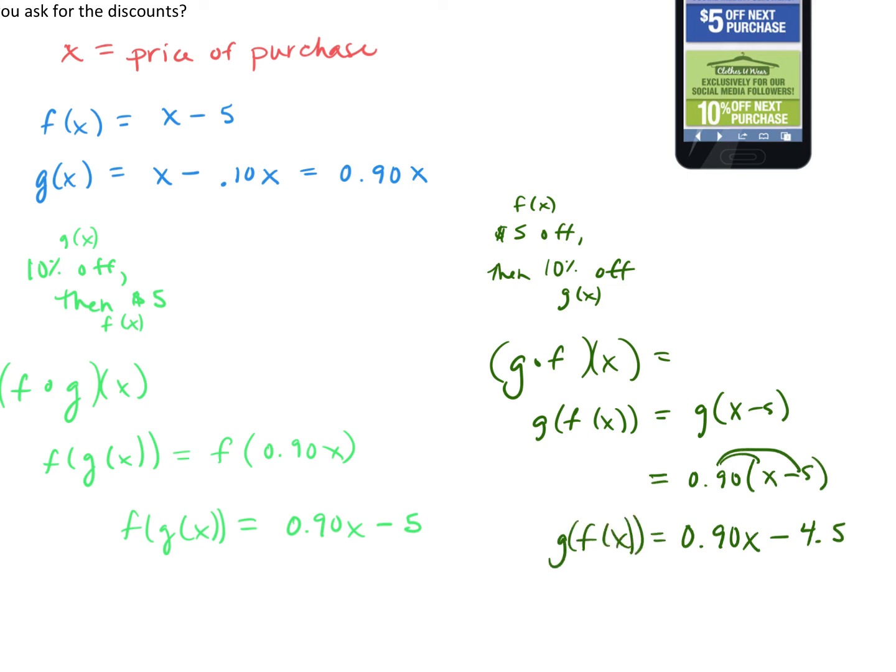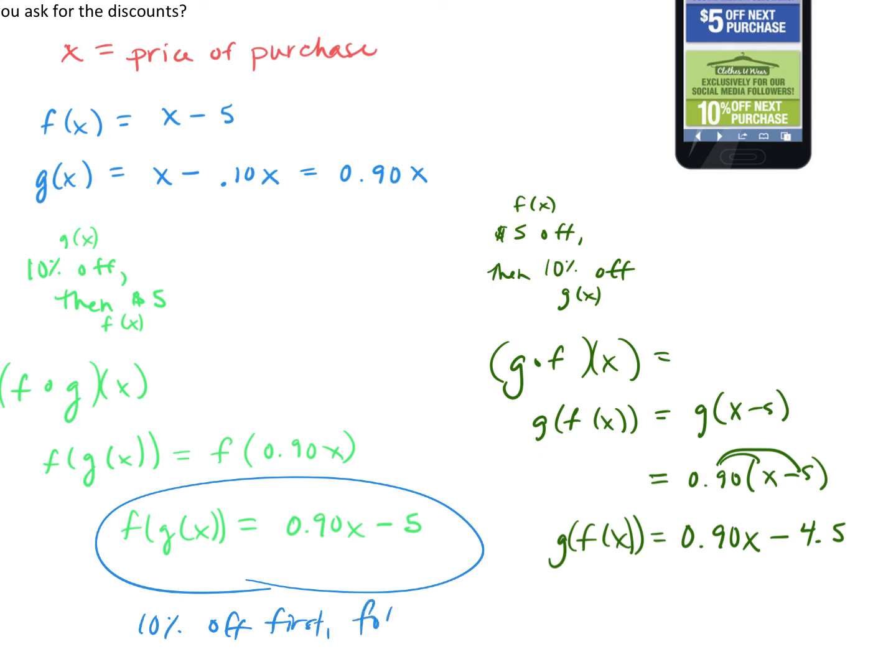And let's compare. Would we rather take 90% of the full price and then subtract $5, or 90% of the full price and subtract $4.50? Which one is the better discount? For those of us that have done the math, we're going to want this one. We want to subtract $5 instead of $4.50. That is the better discount. So we want to take the 10% off first, followed by the $5 off.